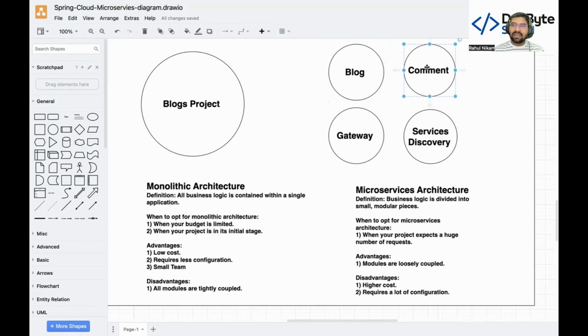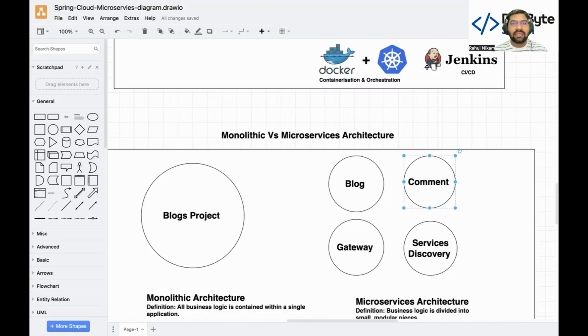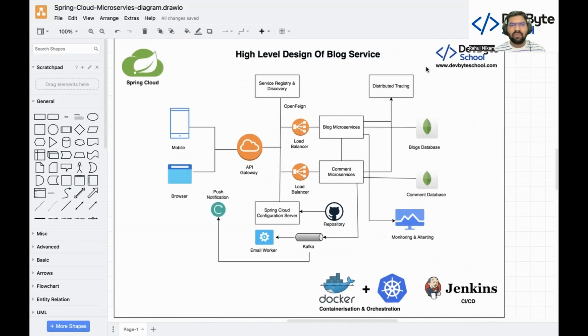But due to that, we need to do lots of configuration. As you see in the above diagram, we need to implement service registry and discovery to communicate with each and every microservice. We need to implement Spring Cloud configuration. So there is a lot of configuration, and due to that, the complexity of the project increases.